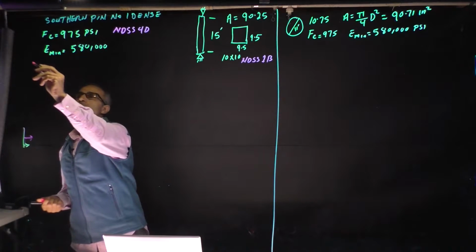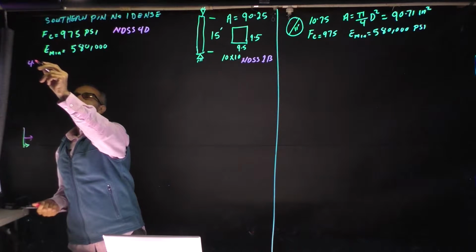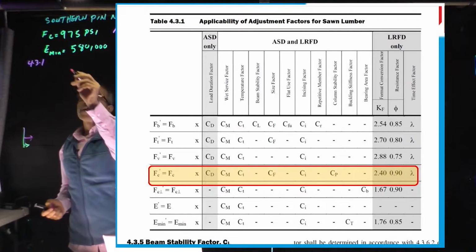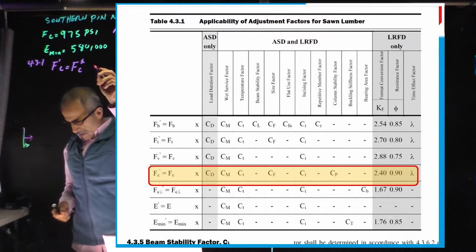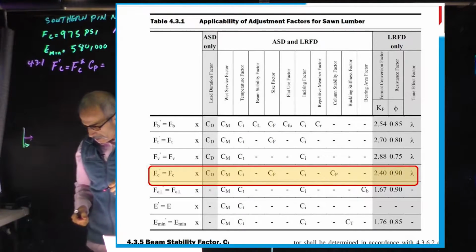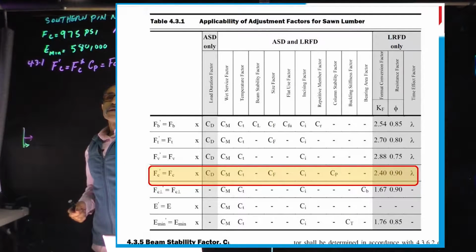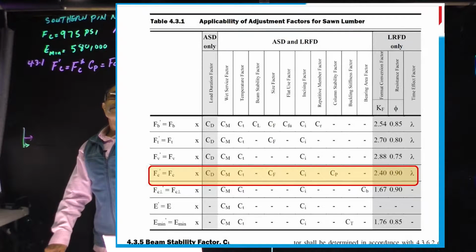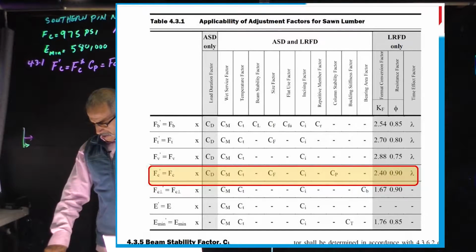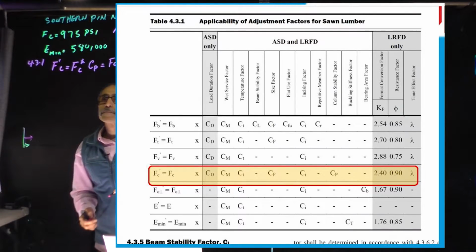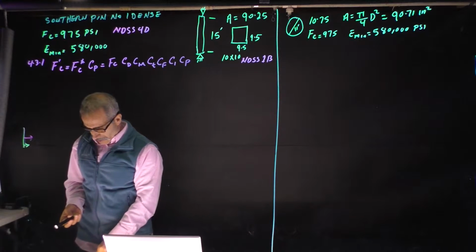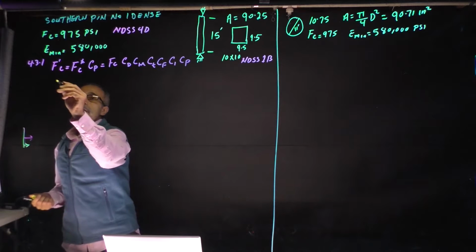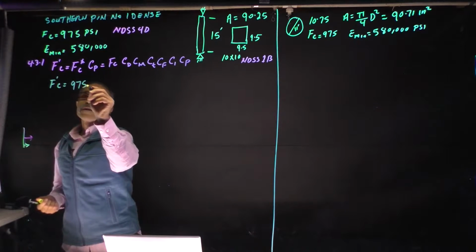From NDS 4.3.1, we have F prime c equal to F star c times CP, that's for the buckling, and F star c is equal to Fc times CD, CM, Ct, CF, Ci.